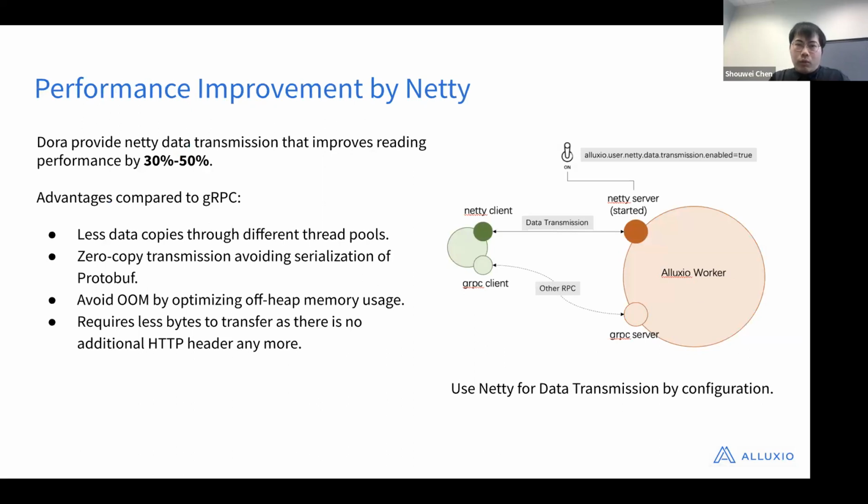And the second, as we mentioned before, is the performance improvement by Netty. With Netty, we can really implement zero copy transfer. Previously, we had to serialize the data, put it into gRPC and send it out, and you had to deserialize again on the other side. Nowadays, without any copy, we just put it from the memory to the NIC, then send it out. Actually, it gave us 30% to 50 times the performance improvement.